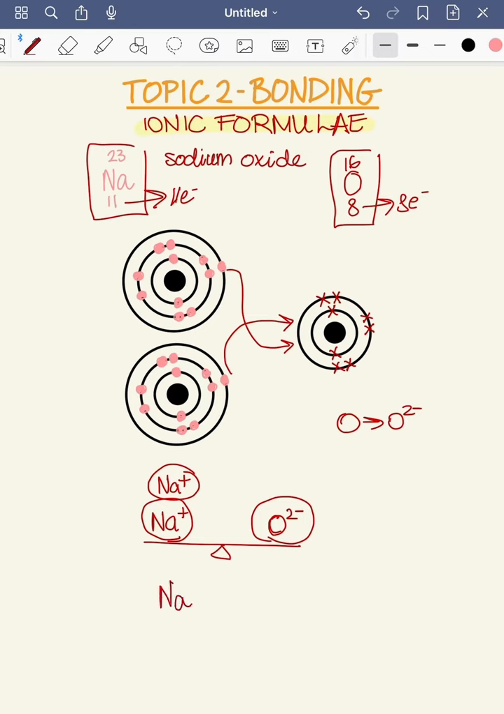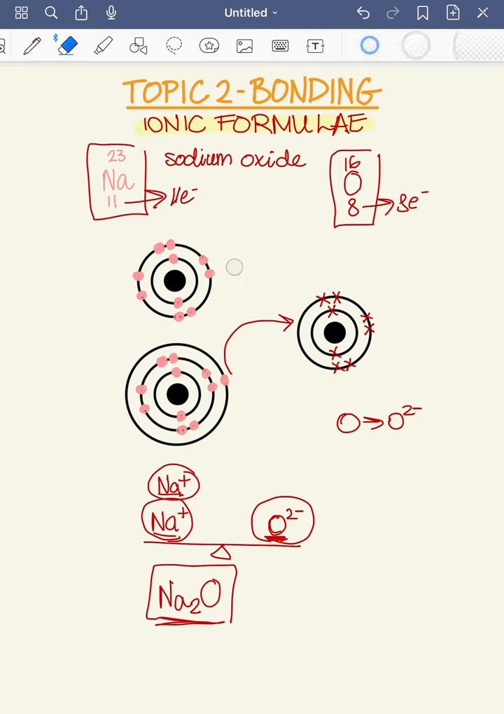How many sodiums do you see? I have 1 and 2. Remember, we do not include charges when we're writing the final formula of a compound. So Na2, I need to make sure I add the 2 at the bottom. And then oxygens, how many oxygens do I see? Only 1, so sodium oxide. This is the final formula, and I will show you at the top as well how we convert these into ions.